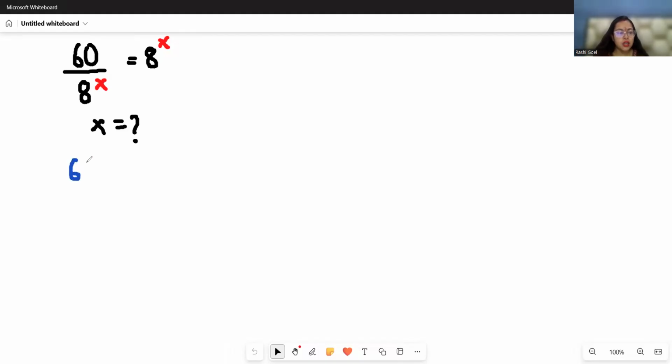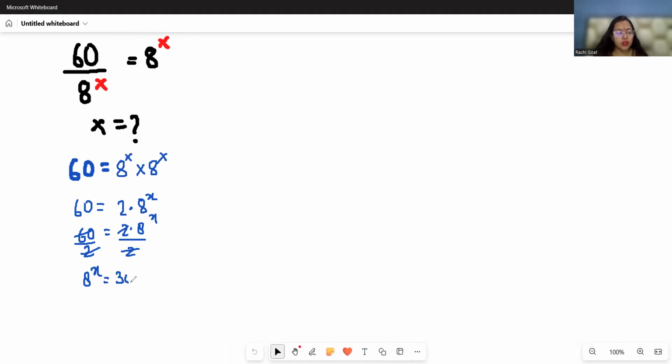So 60 equals, we can write this as 8^x times 8^x... 60 equals 2 times 8^x. So if I divide both sides by 2, this becomes 8^x equals 30.